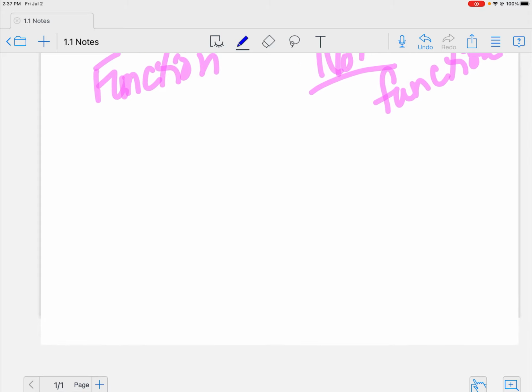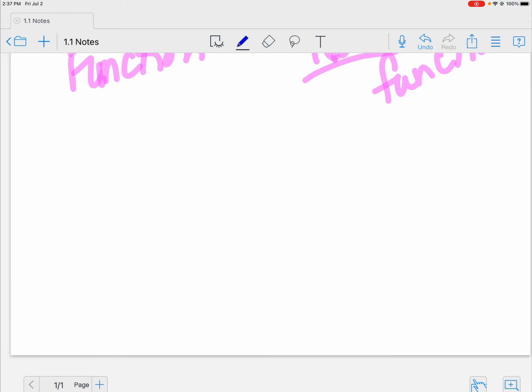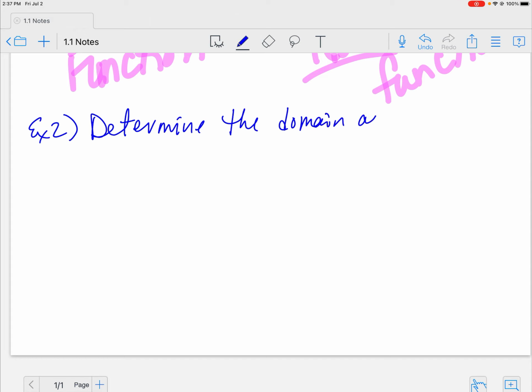Domain and range, let's see if we can find a domain and range based off of a function. Determine the domain and range.